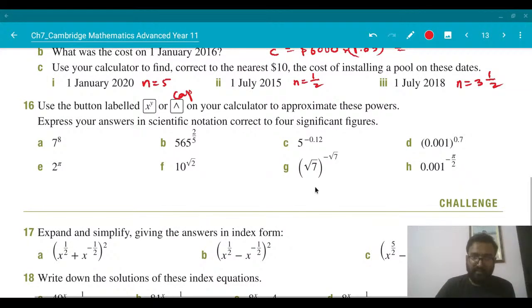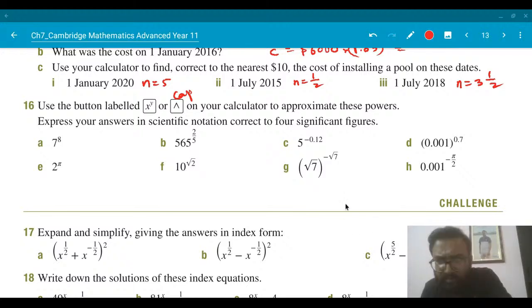The calculator. It is 7 to the power, where there is a y power button. 7 to the power of 8. No, it's wrong. There must be some x to the power of y. This calculator is a different one. I'm just opening the scientific calculator, Desmos.